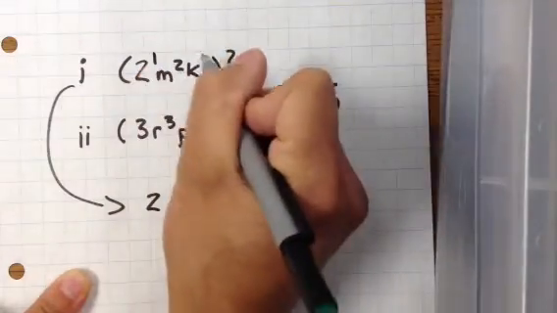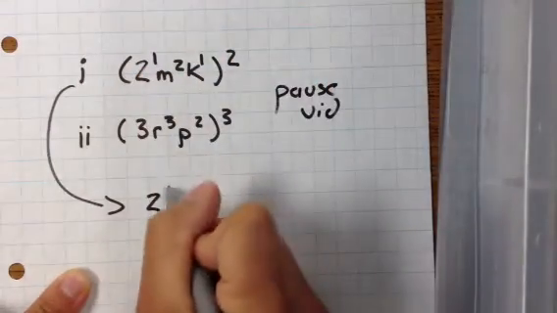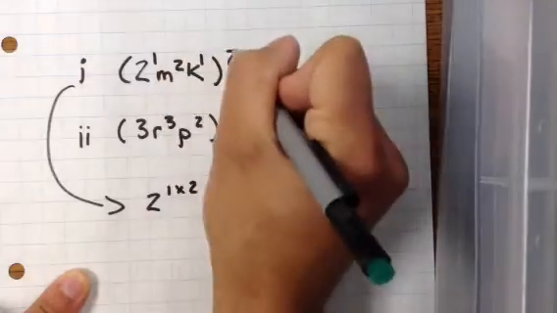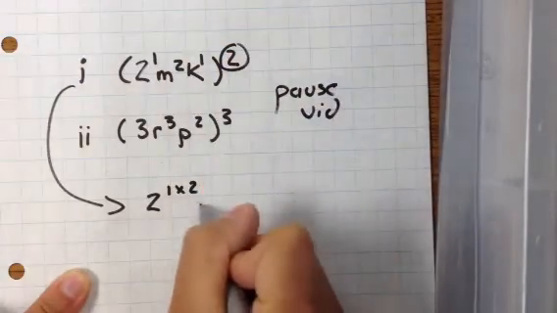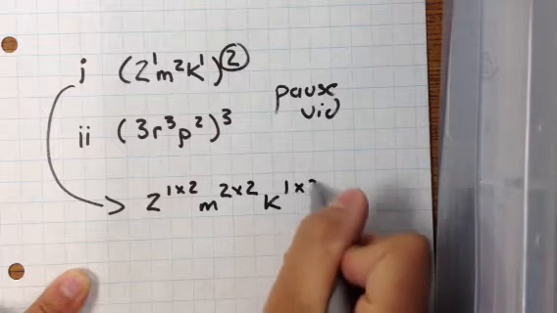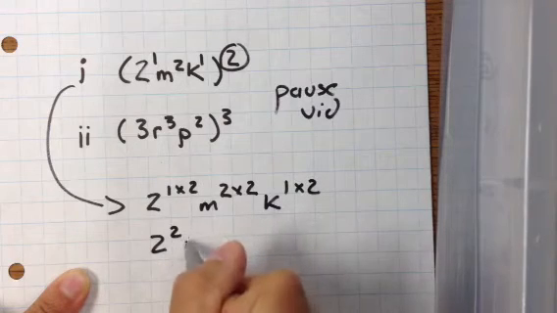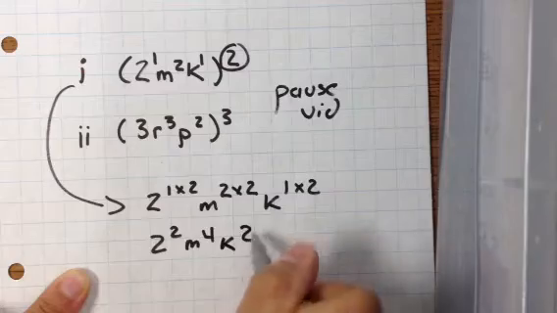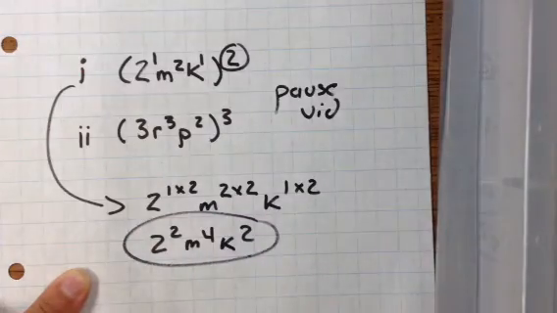Remember, there's a 1 on the 2, a 1 on the k. So I'm going to go 1 times 2, because this is the outside one. M times the outside one. K1 times the outside one. So it should be 2², m⁴, and k². So that's the answer for 1.